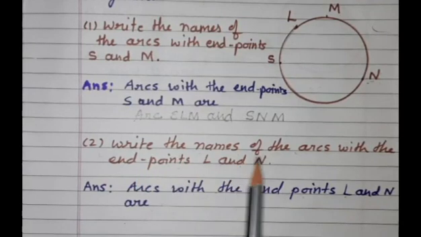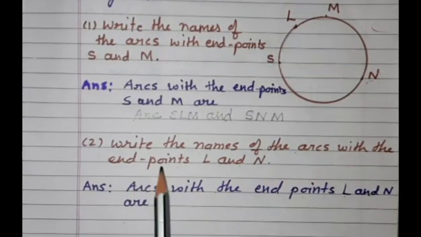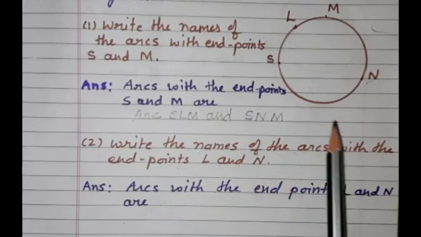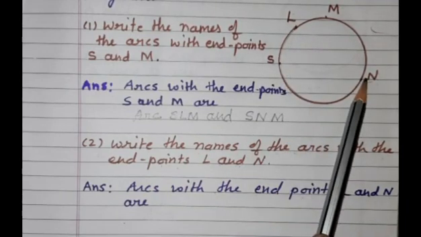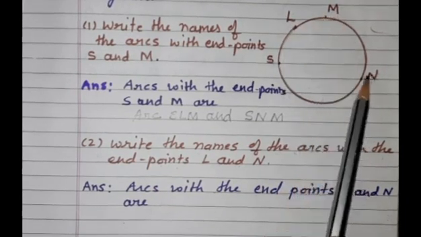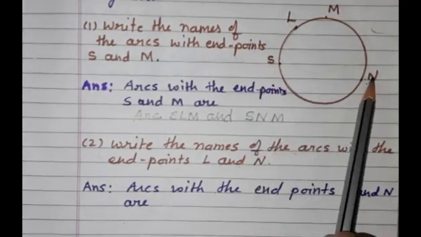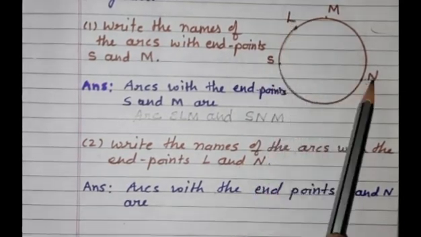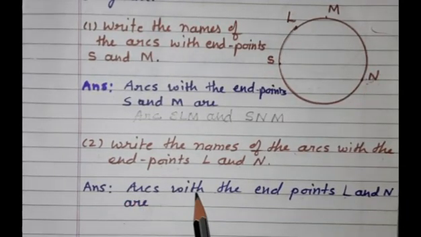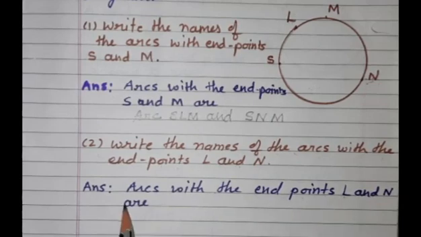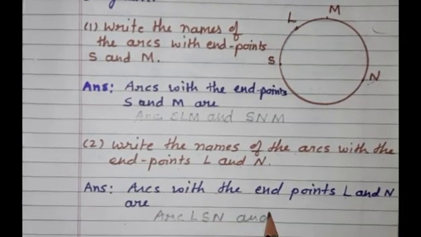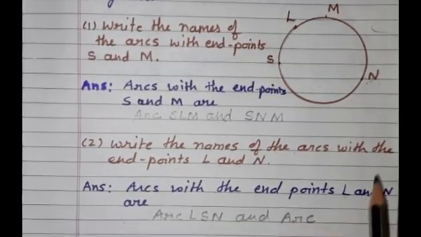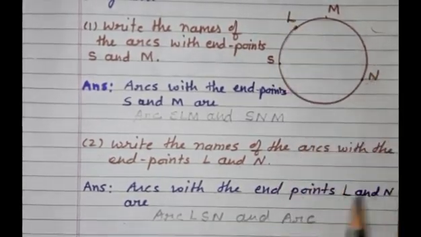Second, write the names of the arcs with the endpoints L and N. Now see here, make two arcs and endpoints are L and N. So arcs are LMN and arc LSN, the two arcs with endpoints L and N. So write here the answer. Arcs with the endpoints L and N are arc LSN and arc LMN.